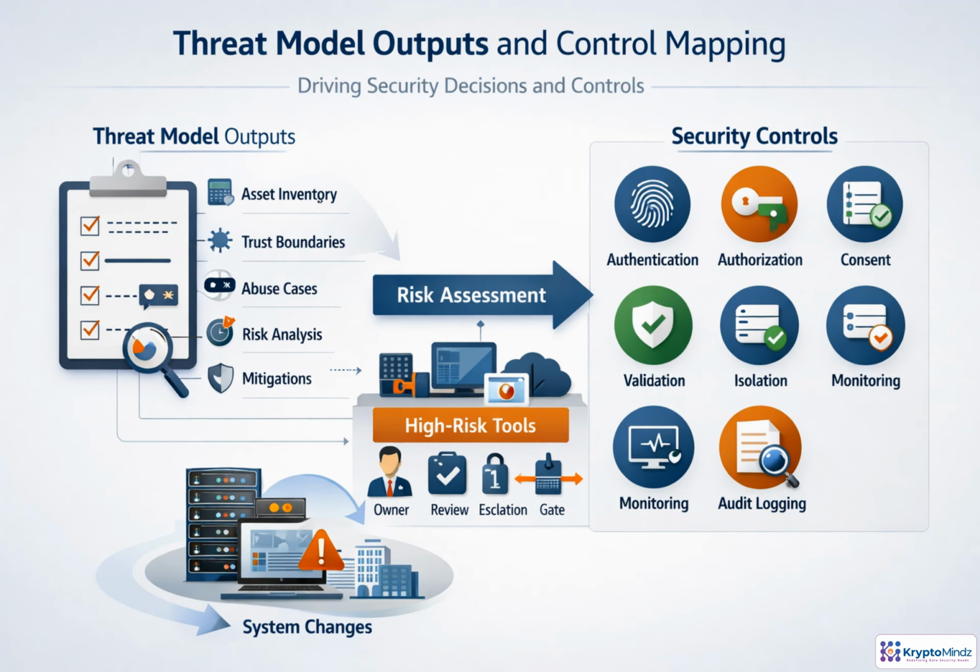A good threat model ends with engineering decisions. Identify the assets and the trust boundaries around them. List realistic abuse cases, especially where tools can access data, credentials, or downstream systems. Rank each tool's risk, then map every threat to a control: authentication, authorization, consent, validation, isolation, monitoring, or audit logging. For high-risk tools, add ownership, review rules, escalation paths, and deployment gates. And keep the model current. Update it whenever tools, tenants, clients, credentials, or integrations change.